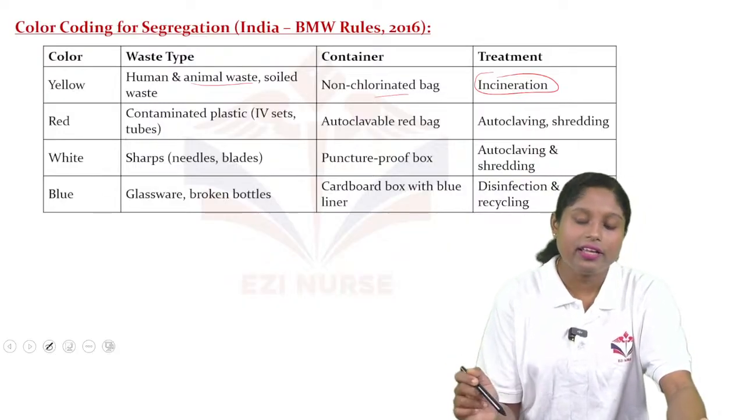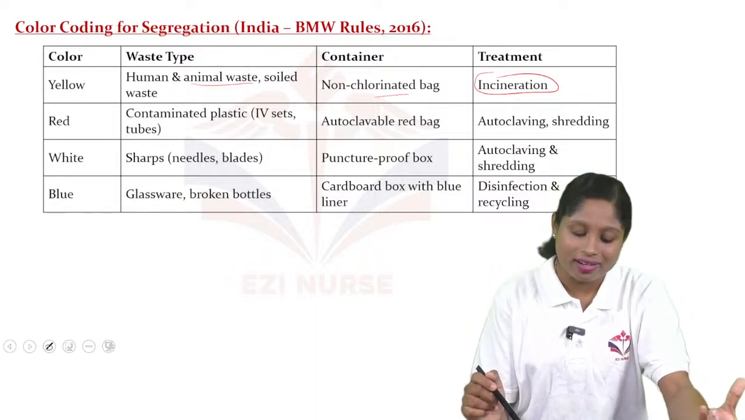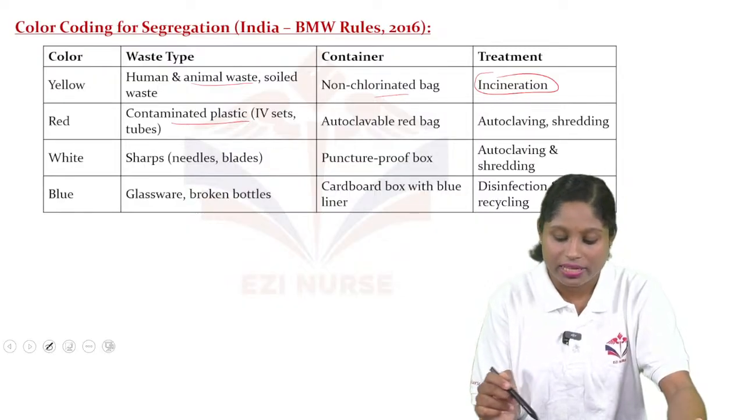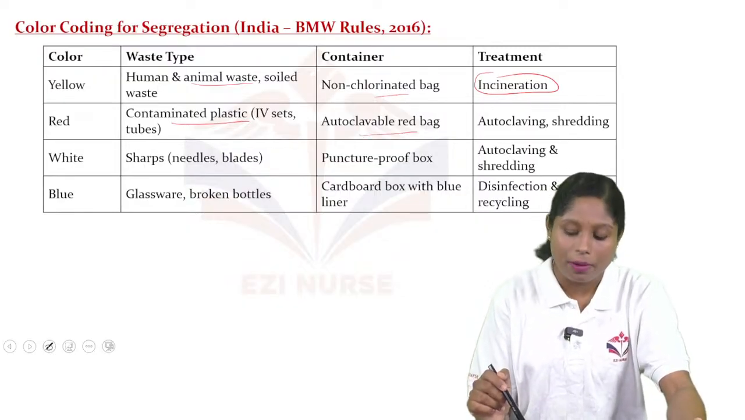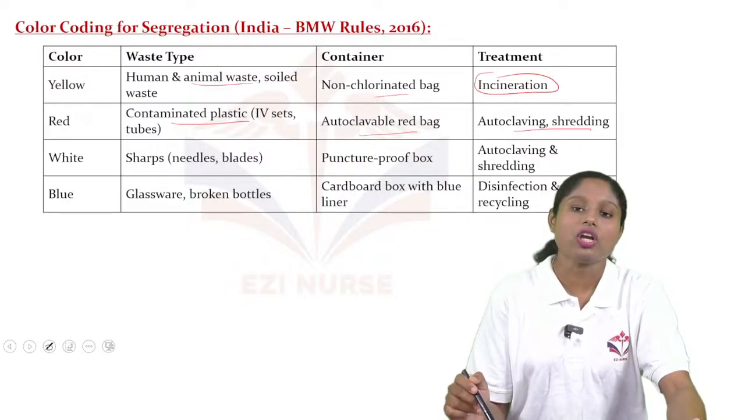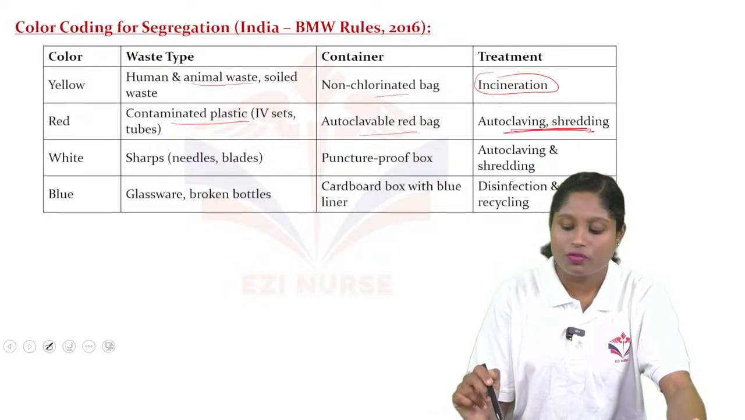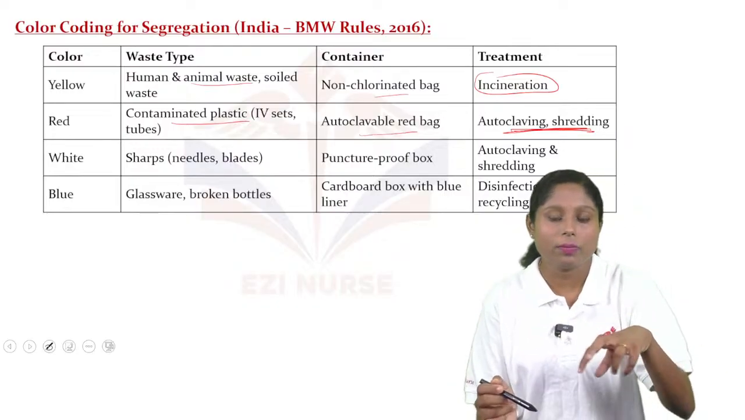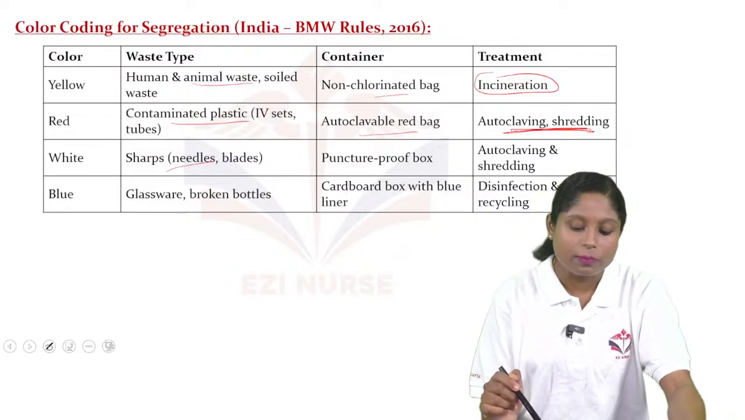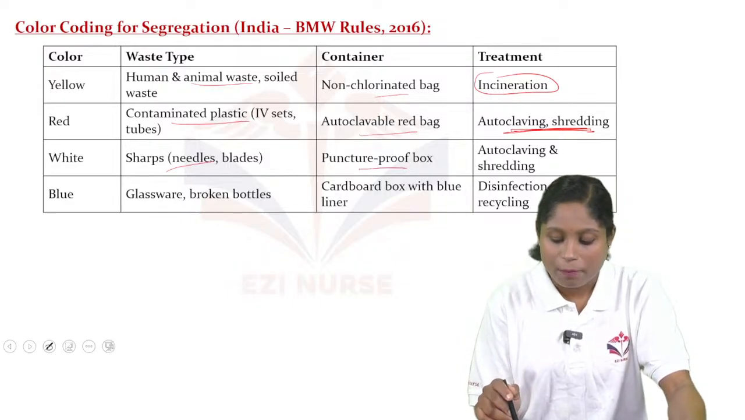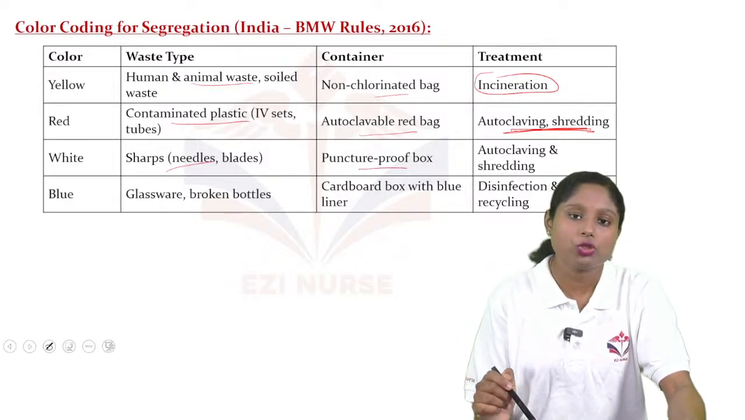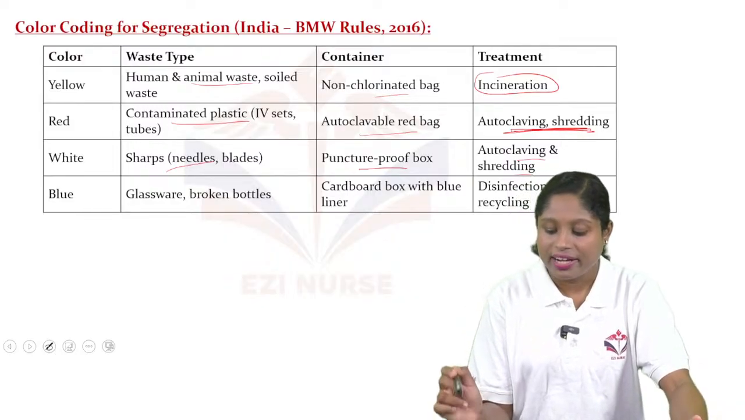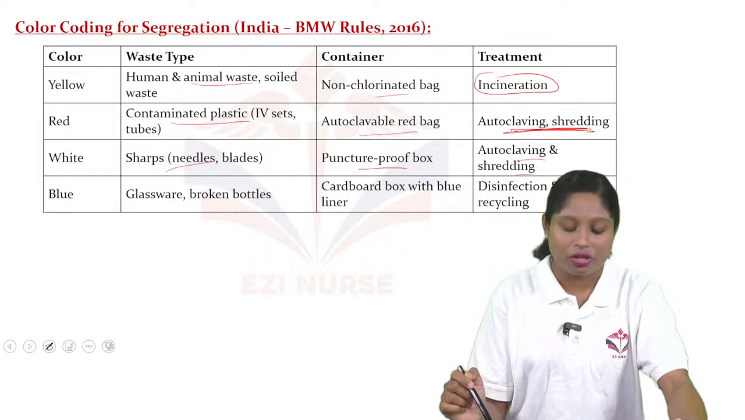Next is red. In the red bucket, what waste should be there? Contaminated plastic like IV sets or tubes. It is an autoclavable red bag, and the treatment for this kind of waste is autoclaving or shredding. Next, white. White boxes will be there in hospitals for sharps like needles and blades. White box should be puncture proof. The treatment is autoclaving and shredding.